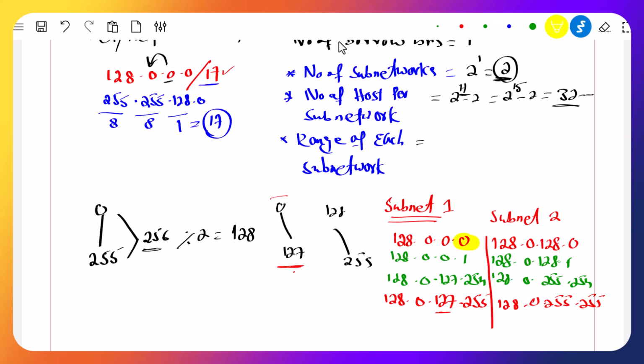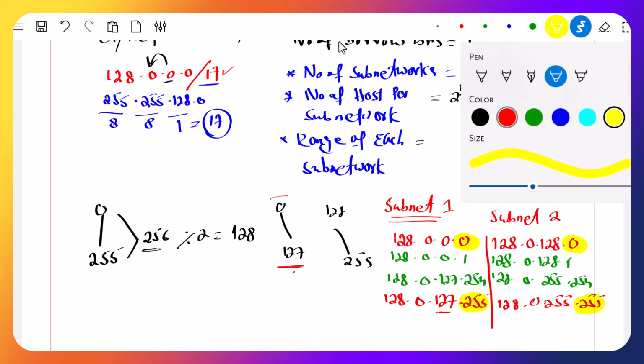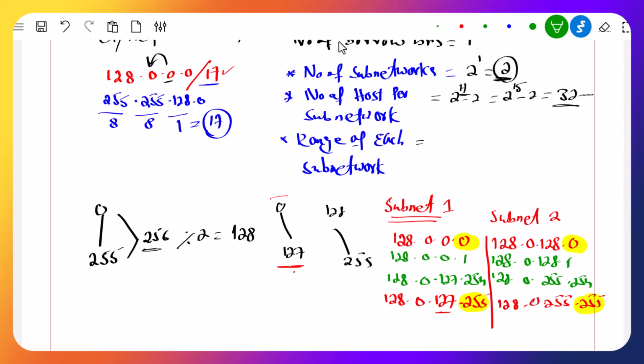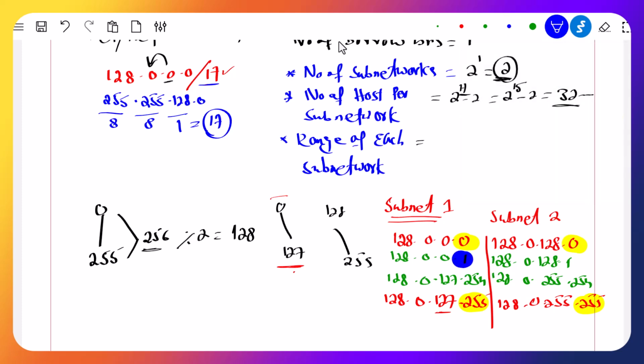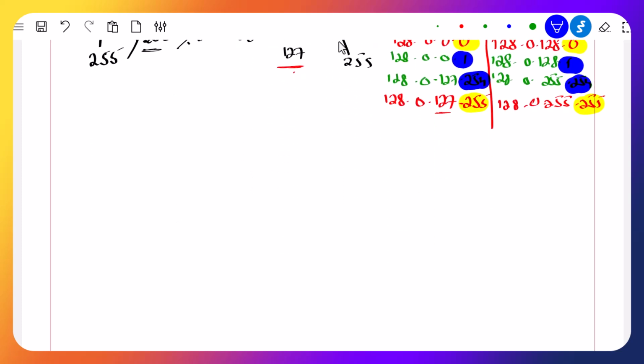Okay, this is the network address, the broadcast address, network address, broadcast address, and this is the first valid and the last valid. Okay, so these are the 2 subnetworks after borrowing 1 bit. Okay, now I will try to borrow 2 bits.